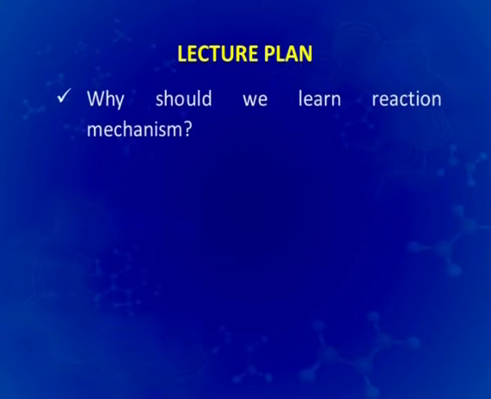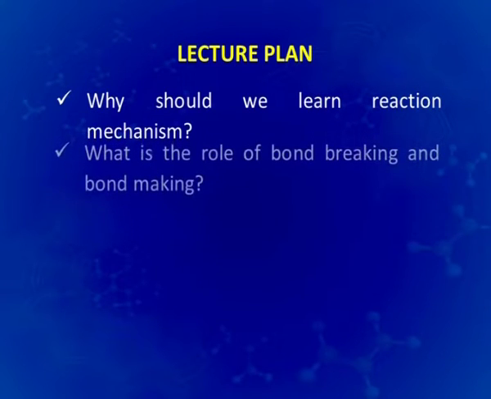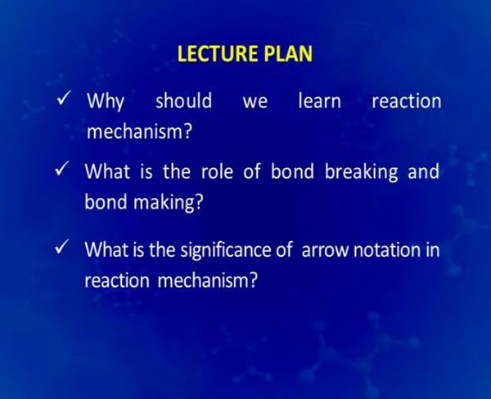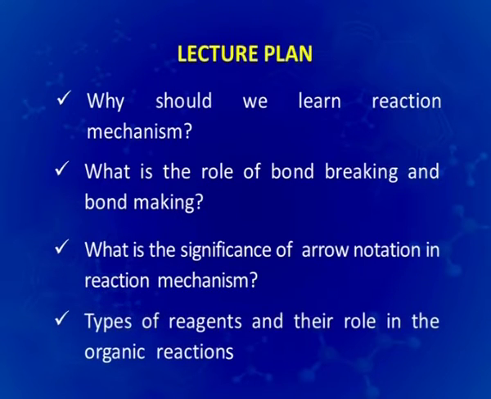For this first part of the lecture series, we will be learning about some of the basic concepts. The series has been planned to start with why we should learn reaction mechanism, and what is the role of bond breaking and bond making during the course of organic reactions, and what is the significance of arrow notation in reaction mechanism. Then finally, we would deal with some of the reagents which participate during organic reactions and what is their role in the organic reactions.